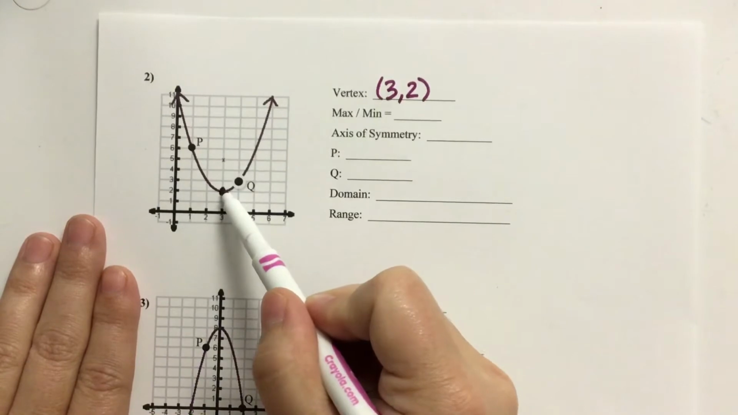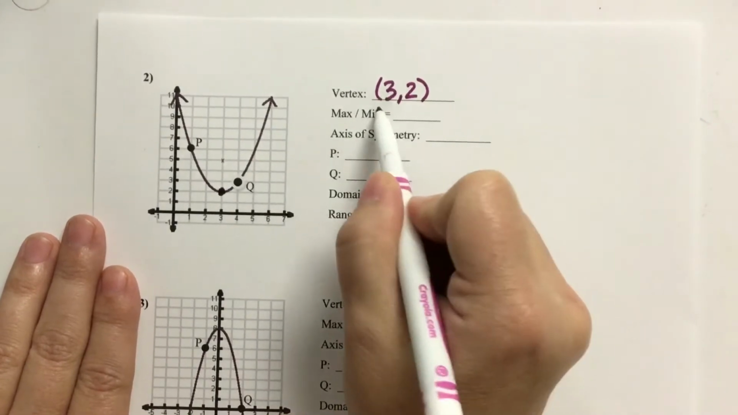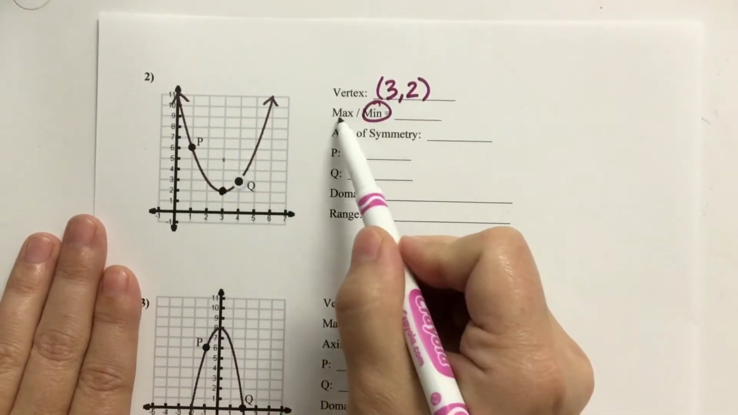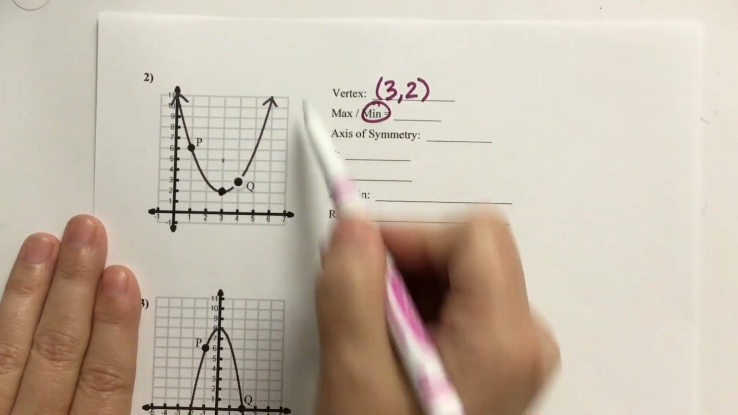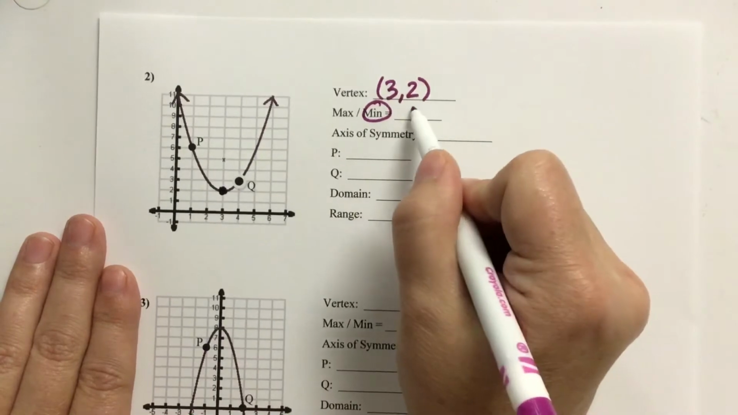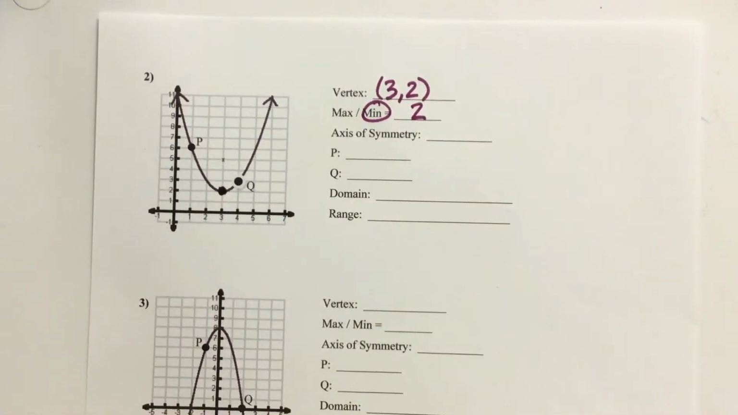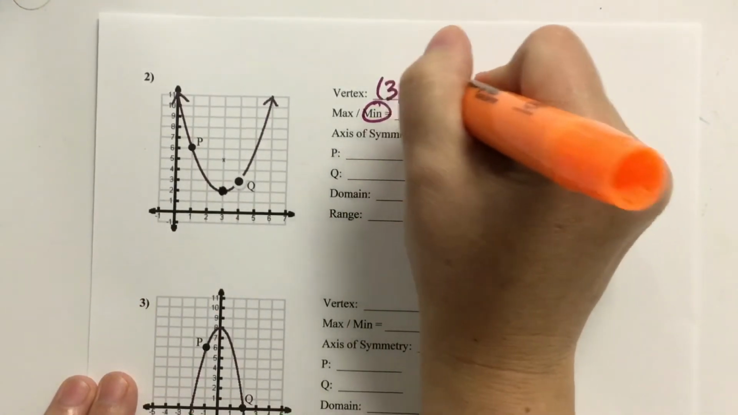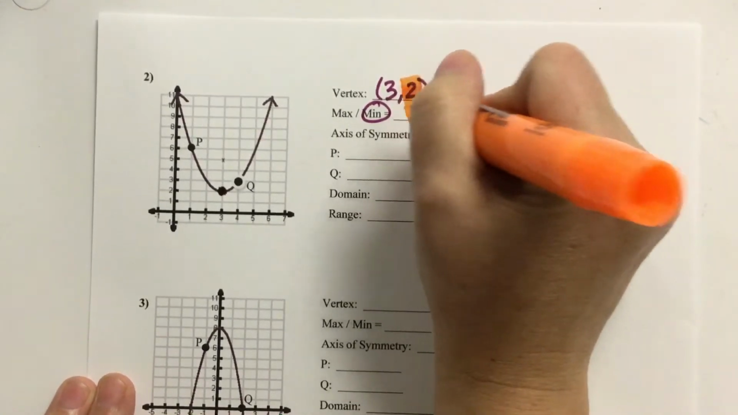Since this is the lowest point, it is called a min. And I want to know how high or low it is. So what's the y value right there? 2. So remember, I told you a minute ago, whatever the y-coordinate is to your vertex, that will always be your max or min value.